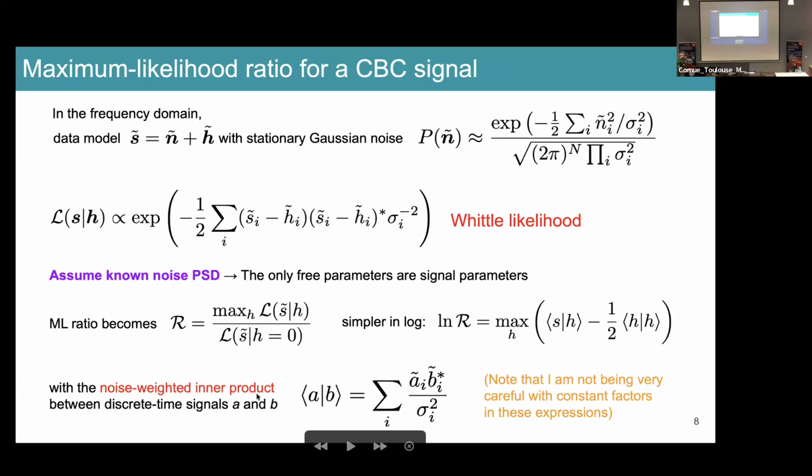Uncertainty in the detector response. Well, certainly there is calibration, which is not perfect, which would affect your h model. So you can try to model the calibration uncertainty, which is done, for example, in parameter estimation. You will probably hear about this tomorrow.